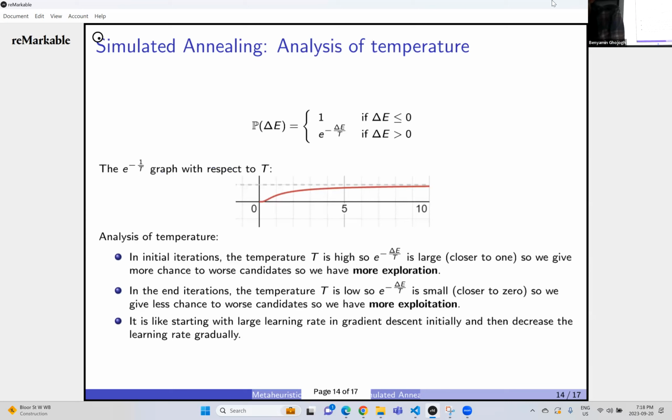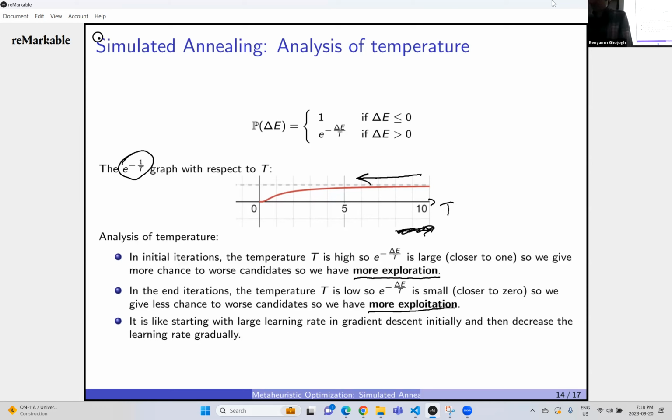Okay, I think this is the analysis. I explained this a lot. So this is the curve, the plot of e to the minus 1 over t with respect to t. And as you see, it's between 0 and 1. The more you increase temperature, the more this probability. In the algorithm, we go in this way. We decrease the temperature. So initially, the temperature is high, the probability is high, we have more exploration. Gradually, we have more exploitation.